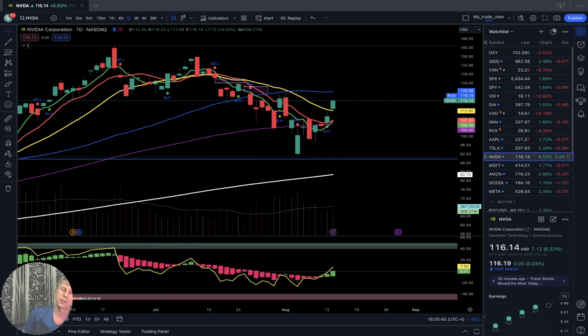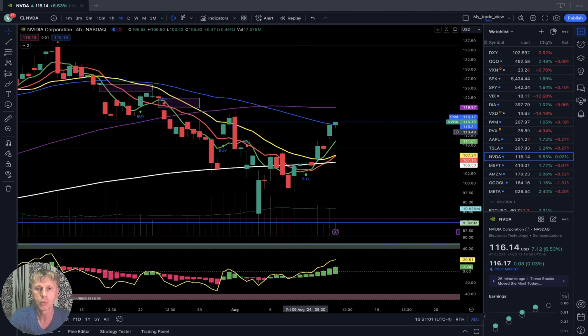Nvidia is more positive because on daily it did close above SMA 20. It is more bullish, like Apple. Bullish crossover, bullish trend. 4 hours time frame, same bullish crossover, and it even closed above SMA 50. Bullish trend.